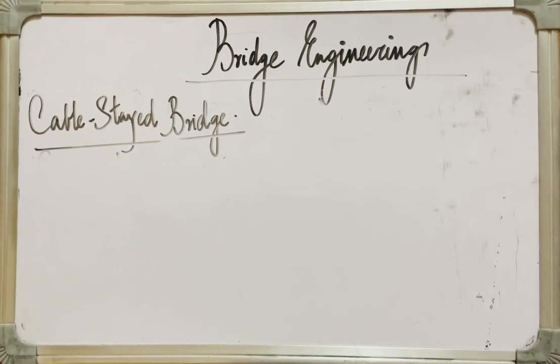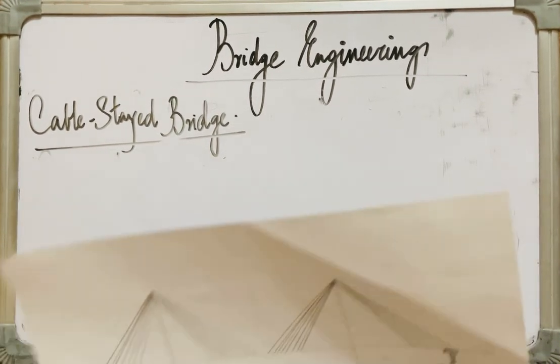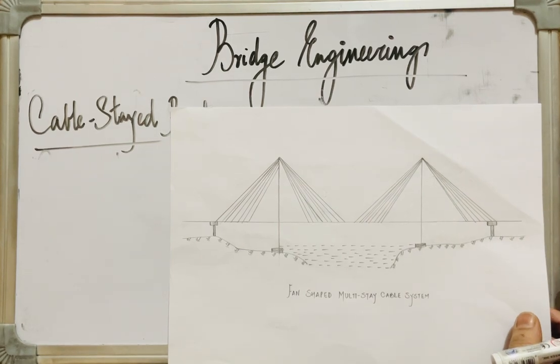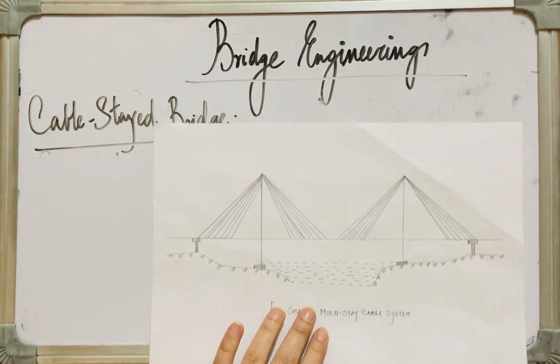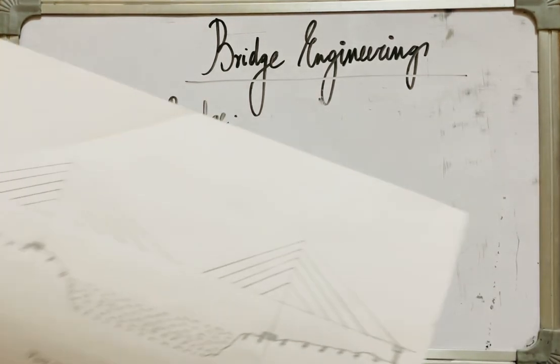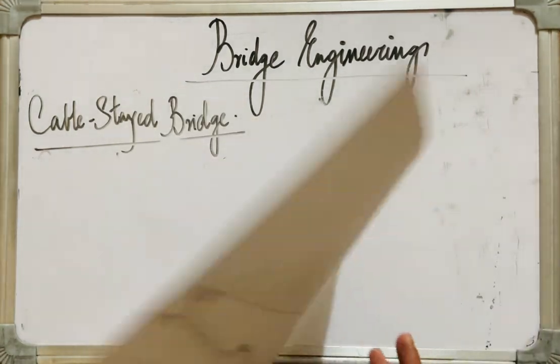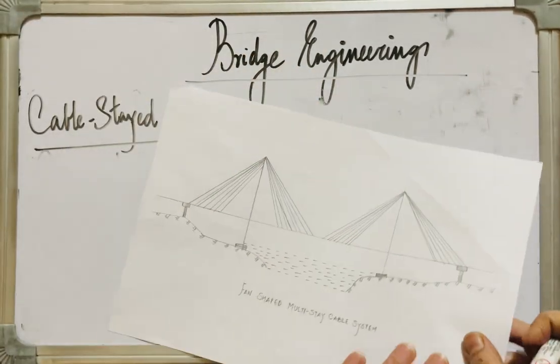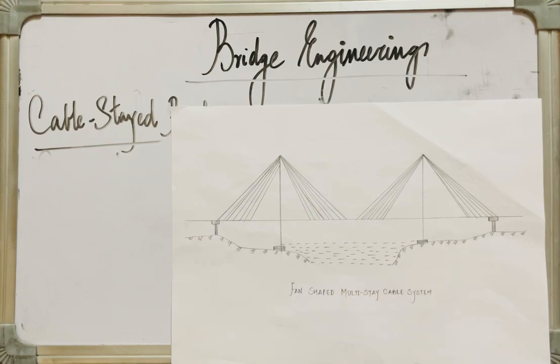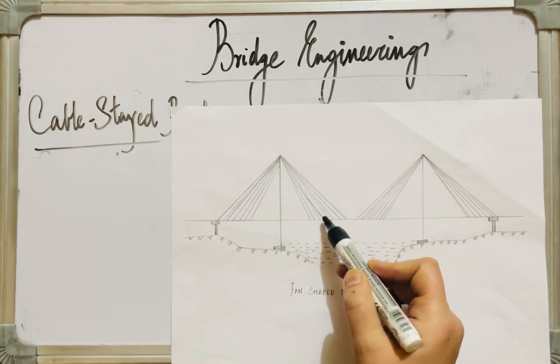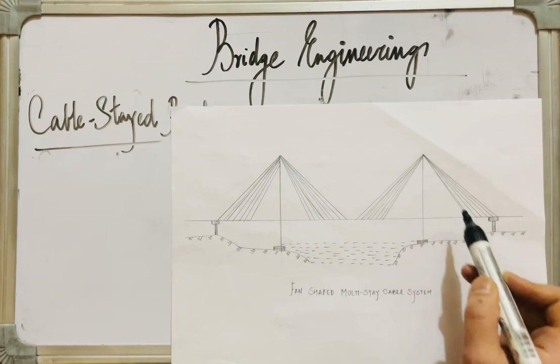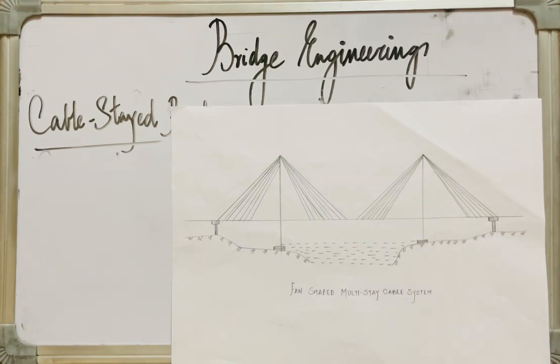The deck in case of a stay cable or a cable stayed bridge is supported by a number of cables. We have two configurations. Let me show you the picture. This and this. The first configuration is that the deck in case of a cable stayed bridge is supported by a number of cables which are meeting in a bunch at the tower. These are the inclined cables. They are meeting in a bunch at the tower, and this type is known as fan form.